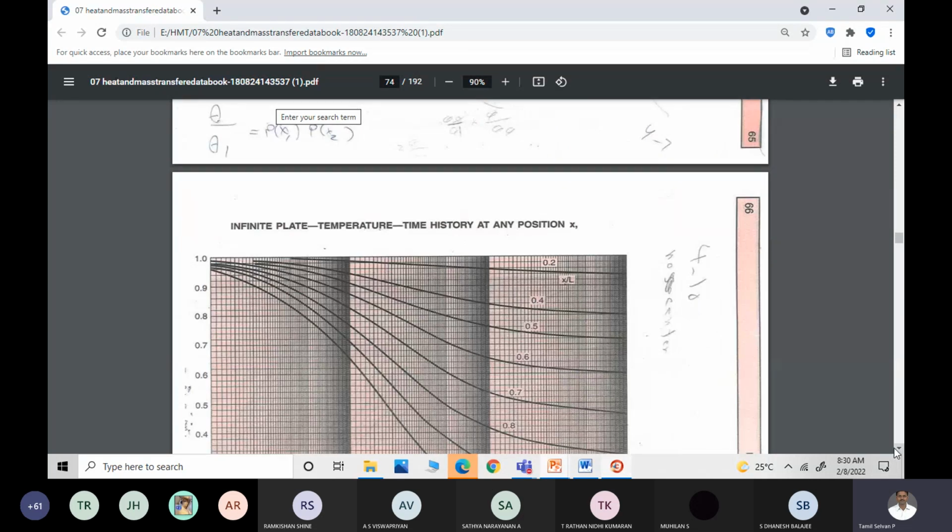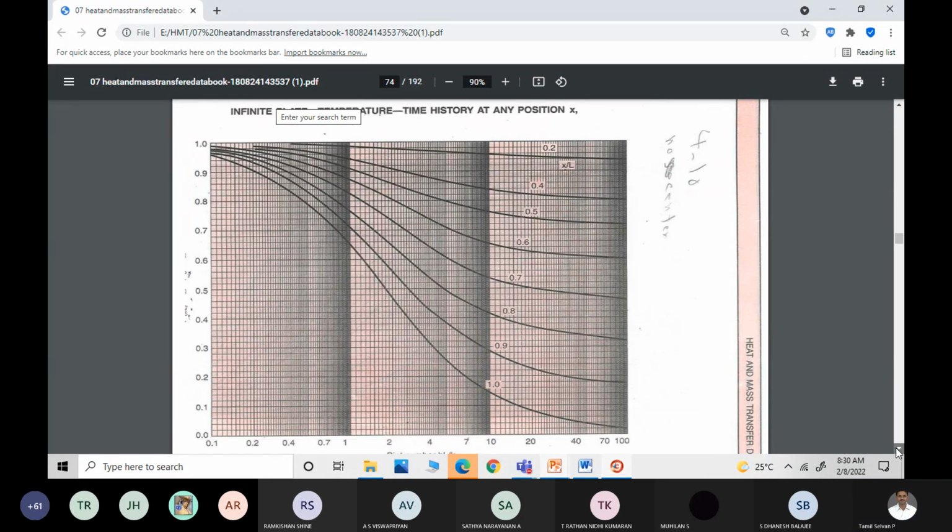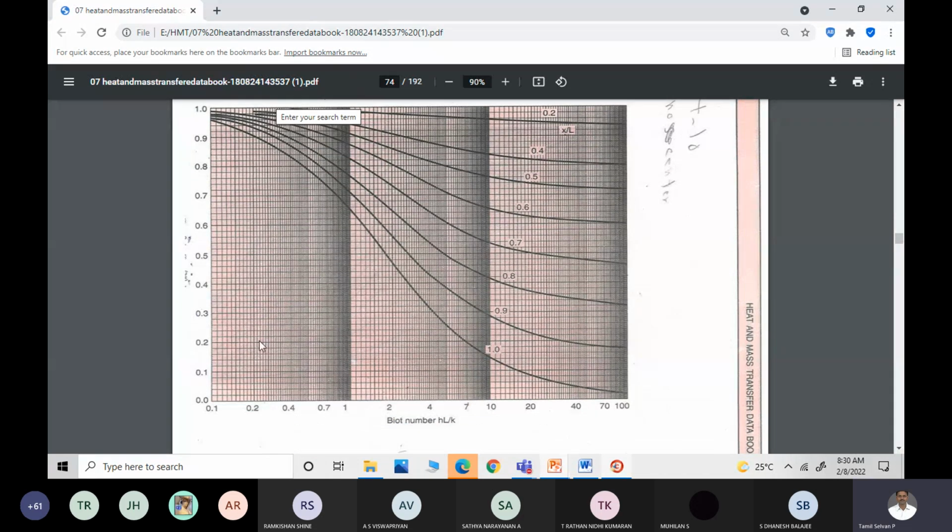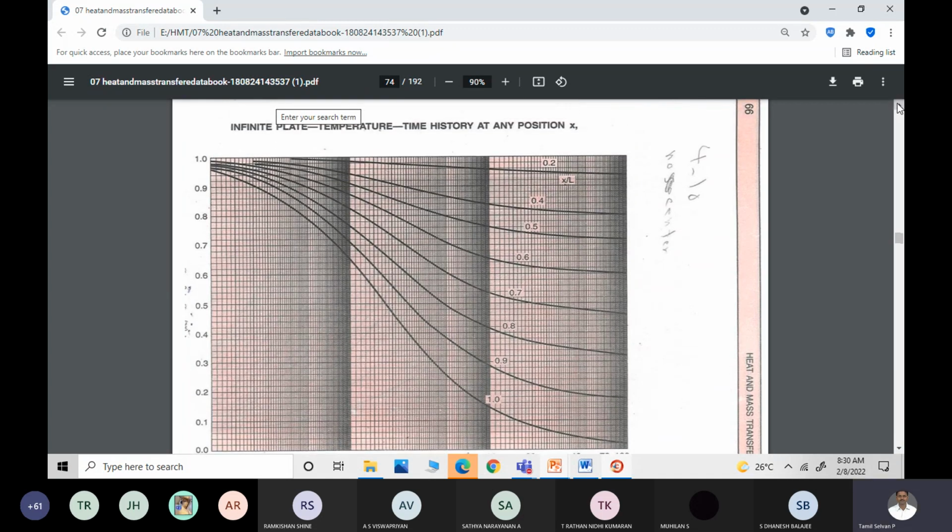Suppose you are asked to find the temperature at a distance. The x-axis is the Biot number. What about the y-axis? Students, what is given on the y-axis? This is x by L.